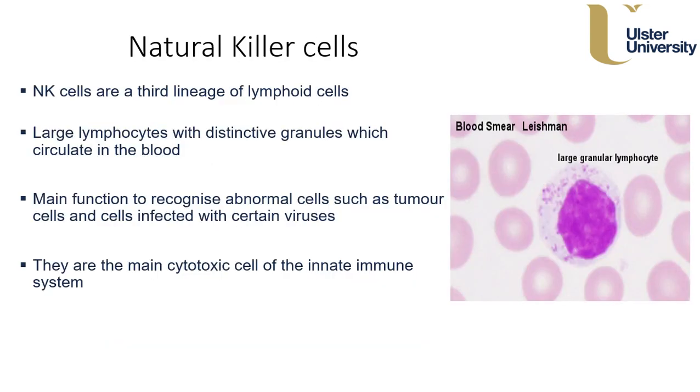So the natural killer cells are the third lineage of the lymphoid cell, but their function is a lot different. They are part of the innate system largely, not the adaptive system like the B and T cells. They circulate in the blood, whilst the B and T cells mostly do not. Their main role is to recognize and kill abnormal cells, such as tumour cells, but they're actually very good at killing virally infected cells as well.